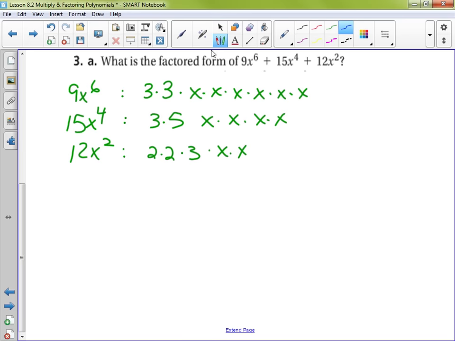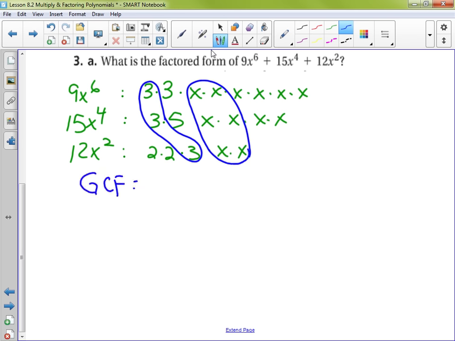So the factors they have in common, well, there's just a 3 and 2 x's. So the greatest common factor is 3x squared. 1 three, 2 x's, that's 3x squared. So I write the greatest common factor on the outside of a set of parentheses, and what I put on the inside is what I get when I factor out 3x squared out of each of the terms.